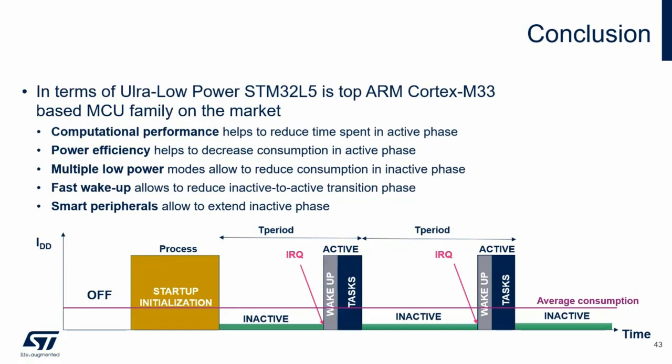STM32L5 is a continuity of successful ultra-low-power STM32 families, like L0, L1, L4 and L4+. Thanks to this fact, STM32L5 has multiple solutions which address all phases of an ultra-low-power application. High computation performance and power efficiency reduce both time and consumption of the active phase. Low-power modes reduce consumption of the inactive phase. Short wake-up time reduces the inactive to active transition phase. Finally, smart low-power peripherals offload the CPU and extend the period of the inactive phase. In consequence, we are very confident to say that STM32L5 is a best-in-class, ultra-low-power, Cortex-M33-based microcontroller family.